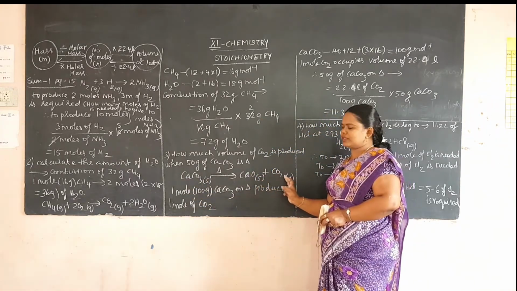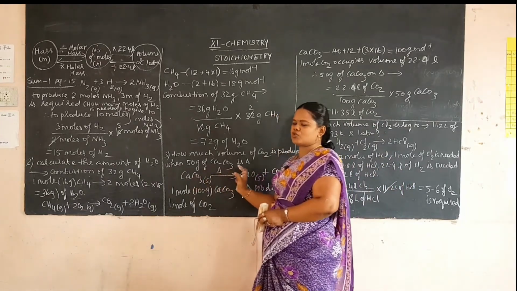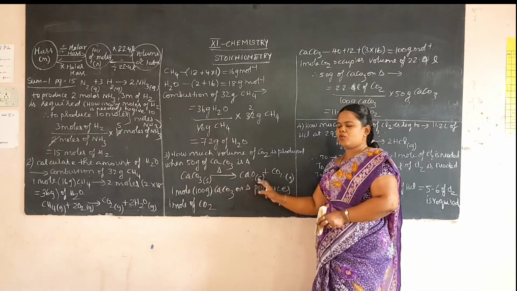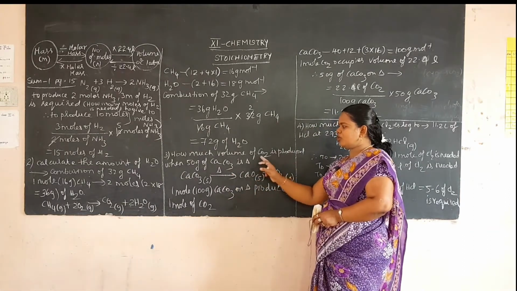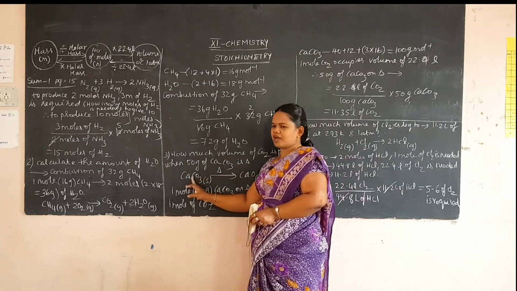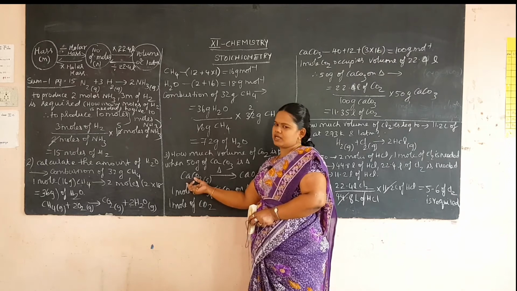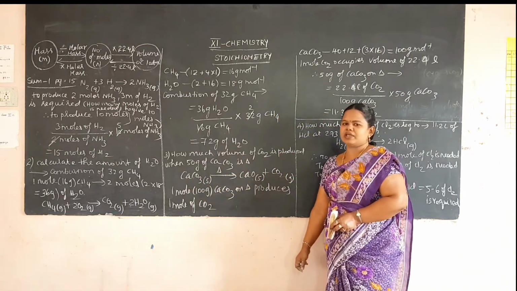So இந்த equation 10th இருந்து படிக்கிறீங்க. So calcium carbonate heat பண்ணா it will undergo decomposition and forms CaO solid plus CO2 gas. Question என்ன கேட்டிருக்காங்க, how much volume of carbon dioxide is produced when 50 gram of calcium carbonate is heated? 50 gram calcium carbonate ஹீட் பண்ணும்போது எவ்வளோ கார்பன் டை ஆக்சைடு ப்ரொடியூஸ் ஆகுது அப்படின்னு கேட்டிருக்காங்க.